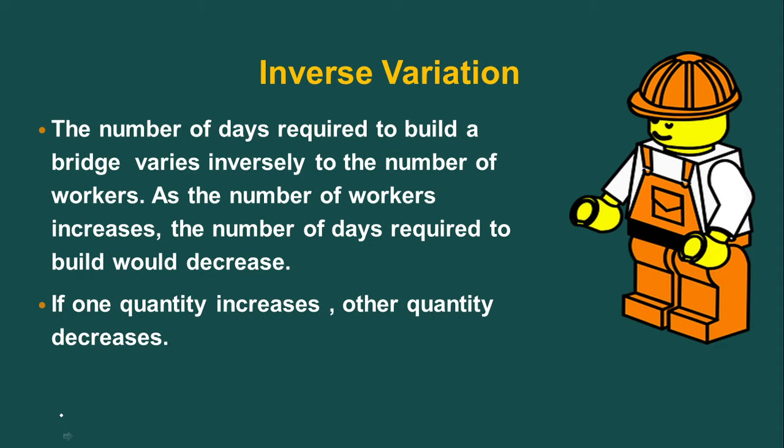Inverse variation. Now see, the number of days required to build a bridge varies inversely to the number of workers, like they are showing opposite changes. As the number of workers increases, the number of days required to build the bridge will decrease. Sorry, if there is an increase in the number of workers, there will be a decrease in the number of days required. So if one quantity increases, the other quantity is supposed to decrease. This is nothing but inverse variation.